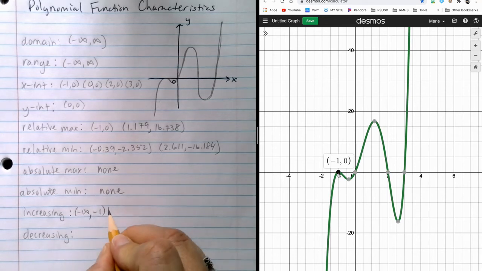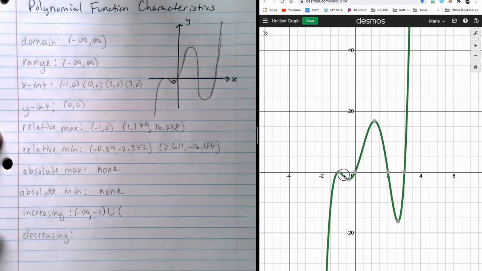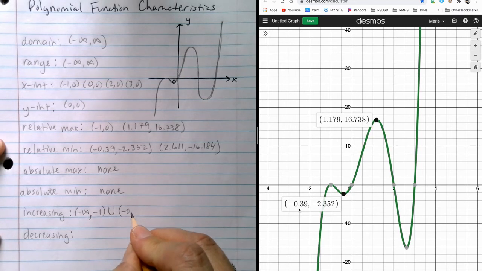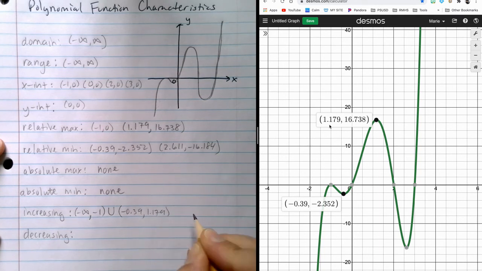Remember, we're going to do the union. Now, when is the next time it increases? And it doesn't do it there, that's decreasing. Here it is. This is the next interval of increasing. So it increases from this relative extrema to that relative extrema. So we're going to use the x-coordinates. So that's from negative 0.39 until positive 1.179. Union, because we have one more.